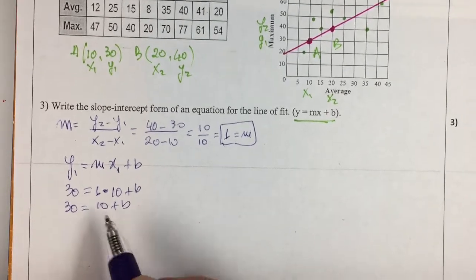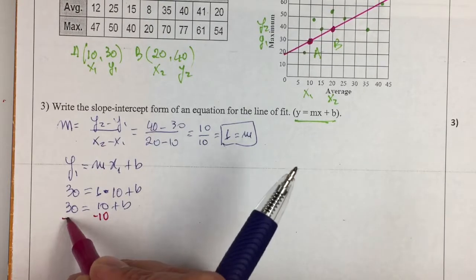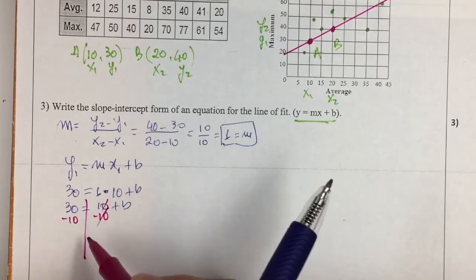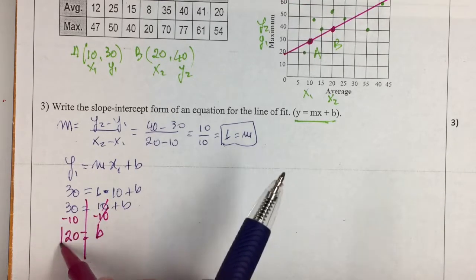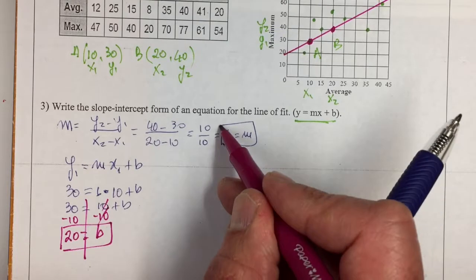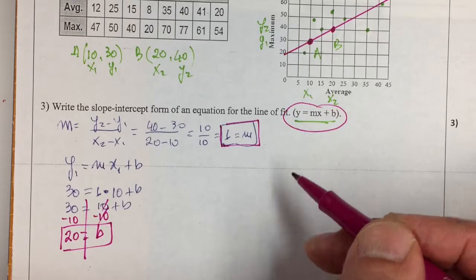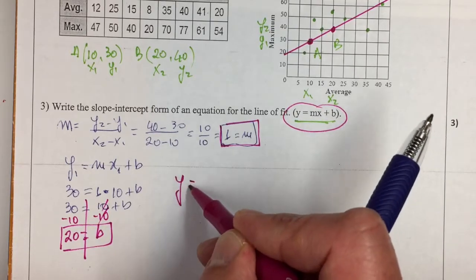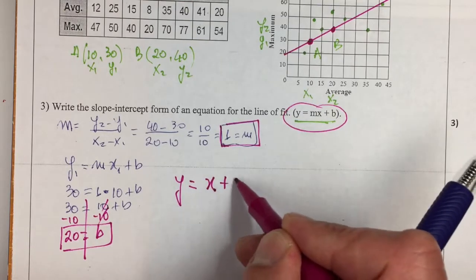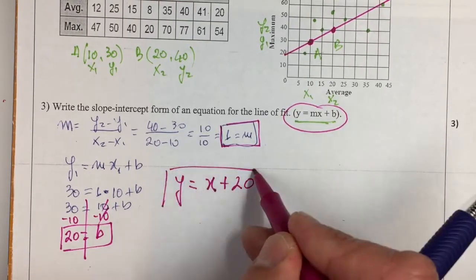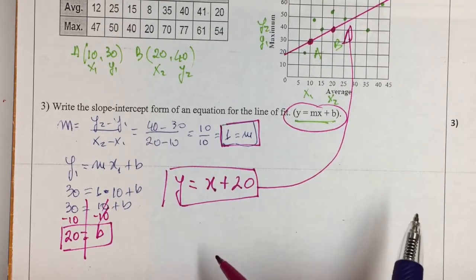I'm going to get rid of the 10 by subtracting 10 from both sides, negative 10, negative 10. This goes away, and I have b equals 30 minus 10 is 20. So my b is 20, my m is 1, and I'm going to replace b and m in my equation. So my equation is going to be y equals 1 times x plus 20. This is my equation for this line here, my line of fit.